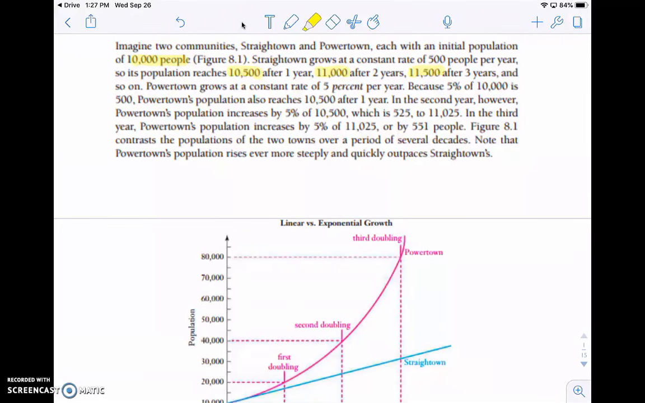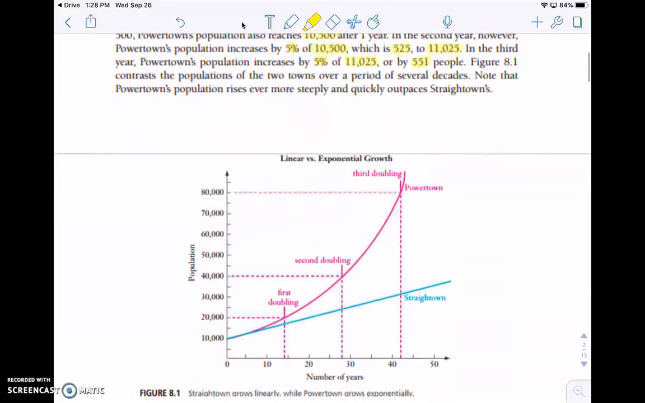However, Powertown grows at a constant rate of 5% per year. So, if we take 5% of 10,000 is 500, Powertown will also reach 10,500 after year 1. However, in the second year, it'll increase by 5% again, but 5% of 10,500, the new population, is 525. So it's going to be at 11,025. Then another 5% the next year of 11,025 increases by 550. And notice the contrast of what happens.